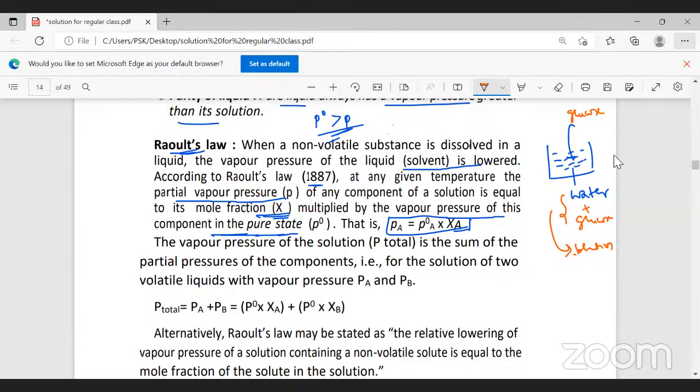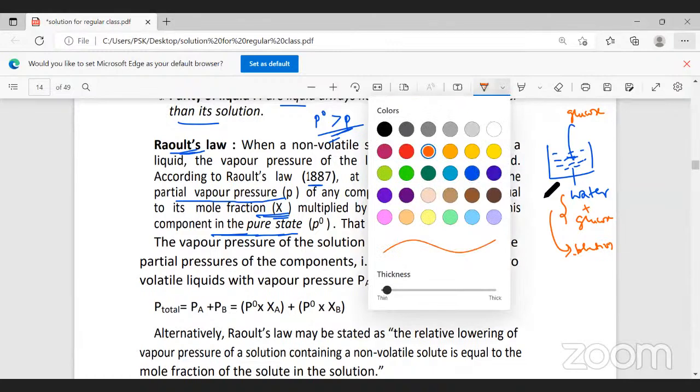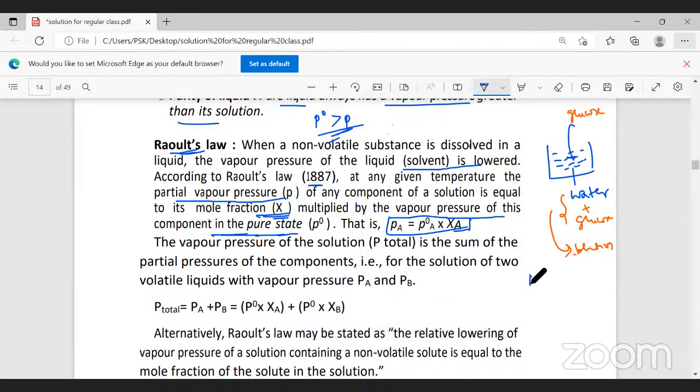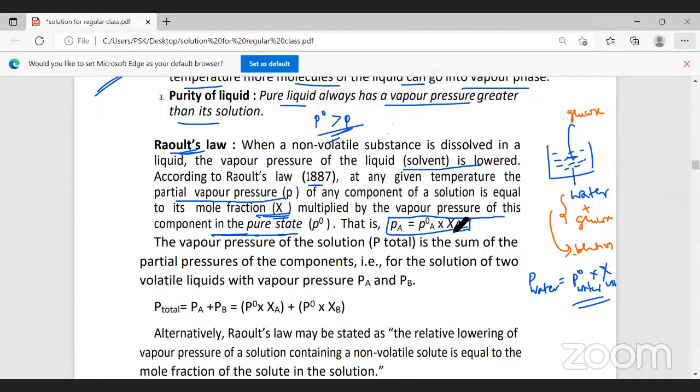Now, the vapor pressure of water I have to calculate. So what is the vapor pressure of water now? The vapor pressure of water will be equal to, see, this is a component. Now, what is the vapor pressure of water in the pure state? So that is P naught into the mole fraction of water. That is called Raoult's law. So Raoult's law states that at given temperature, the vapor pressure of any component will be equal to the product of mole fraction into vapor pressure of its component in pure state.